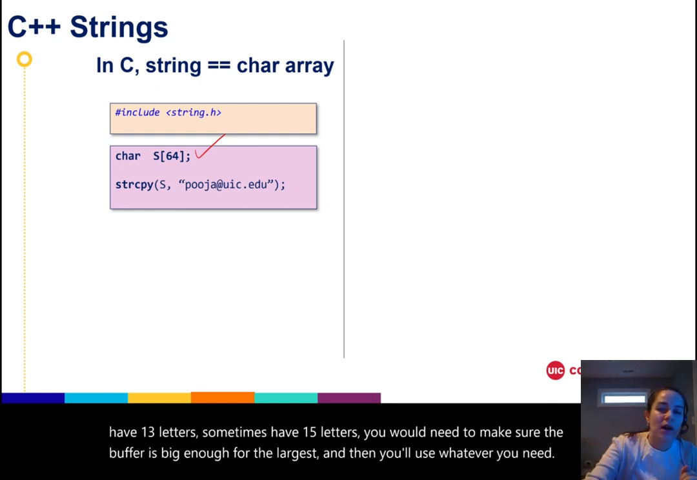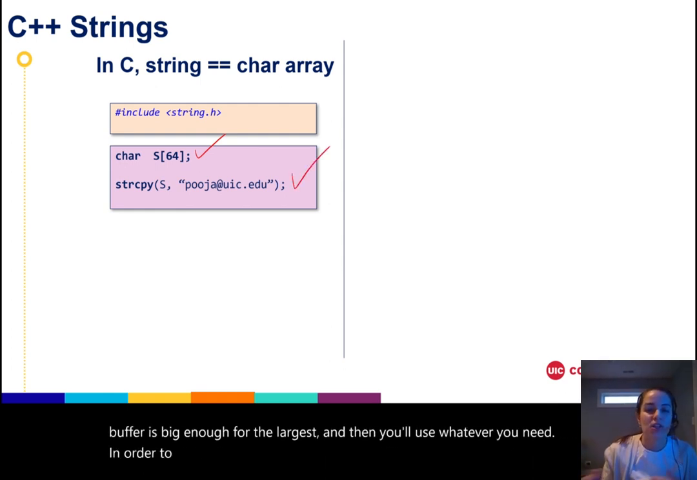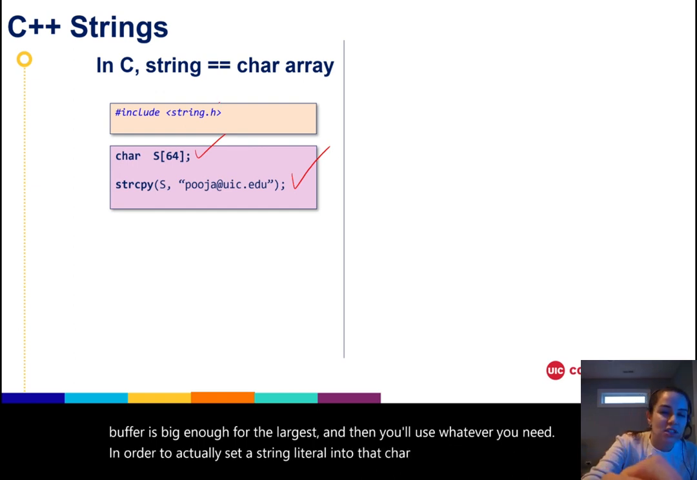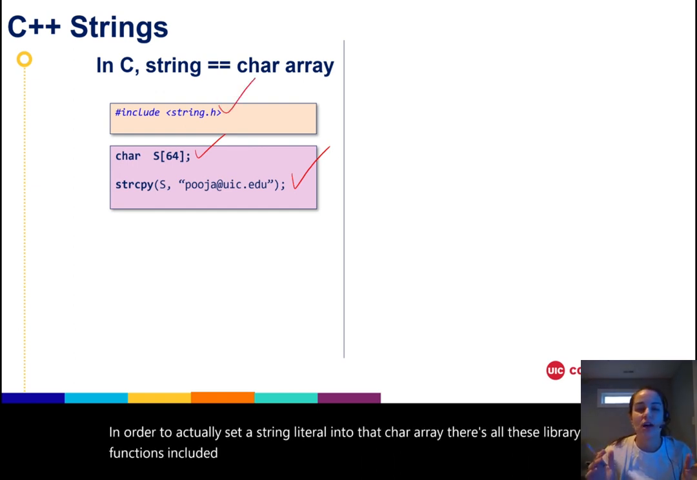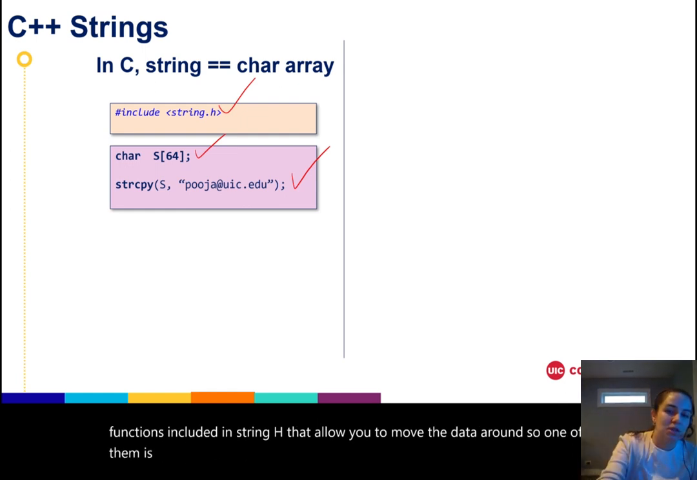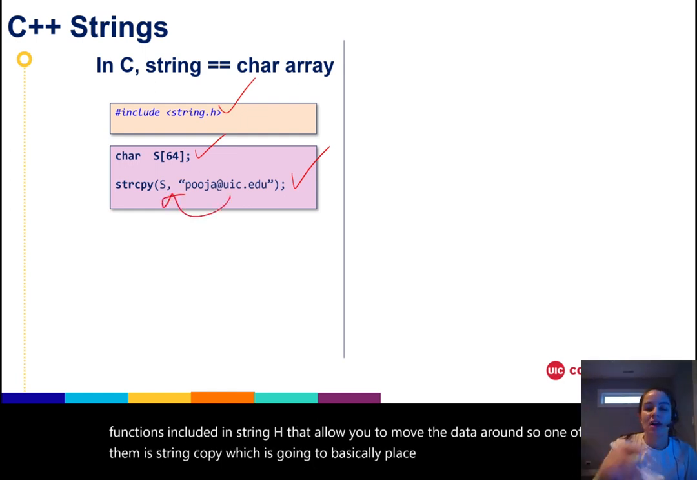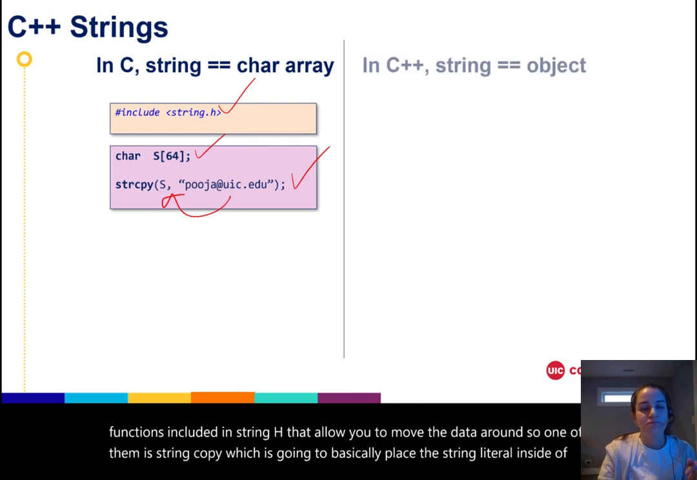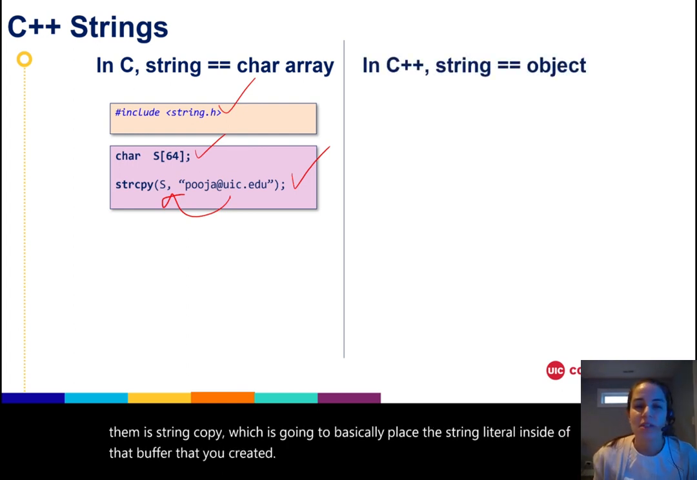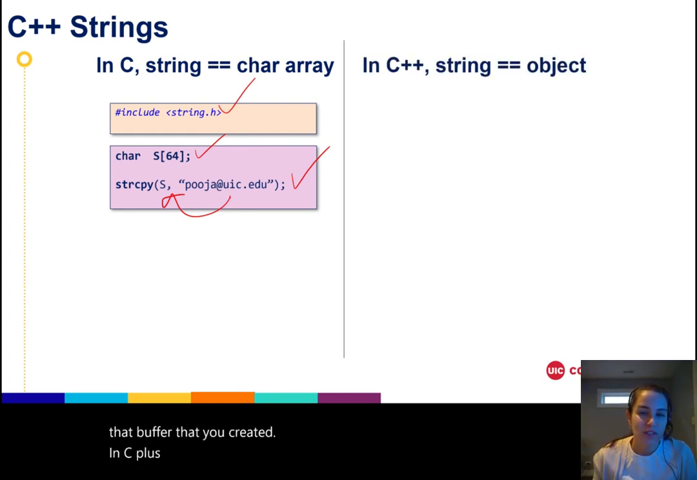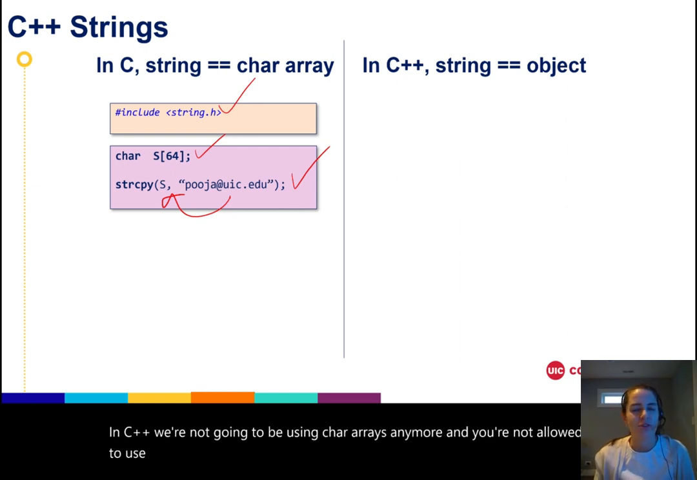In order to actually set a string literal into that char array, there's all these library functions included in string.h that allow you to move the data around. So one of them is strcpy, which is going to basically place the string literal inside of that buffer that you created. In C++, we're not going to be using char arrays anymore, and you're not allowed to use them. It's not even an option.